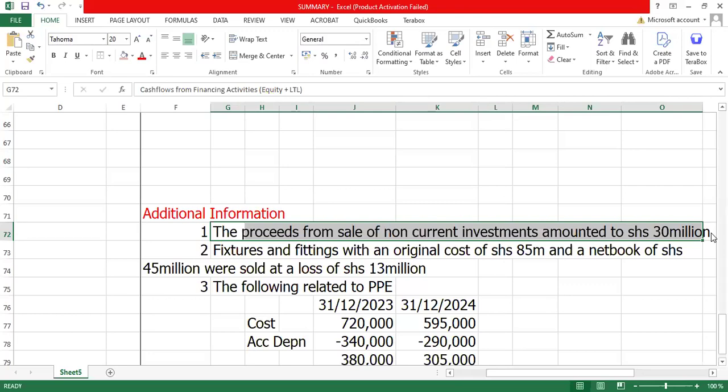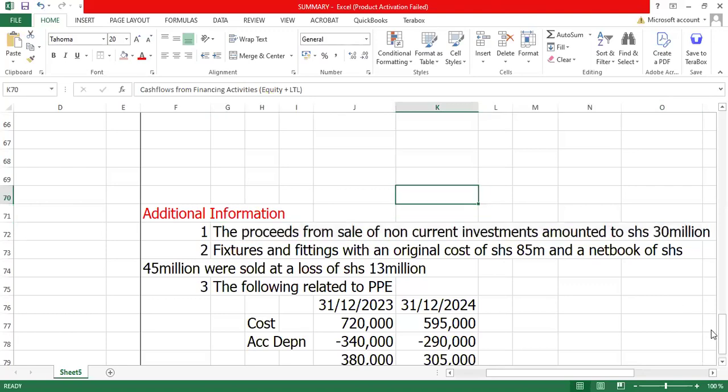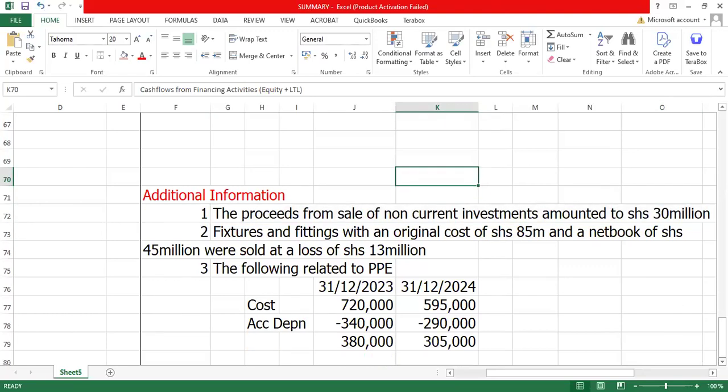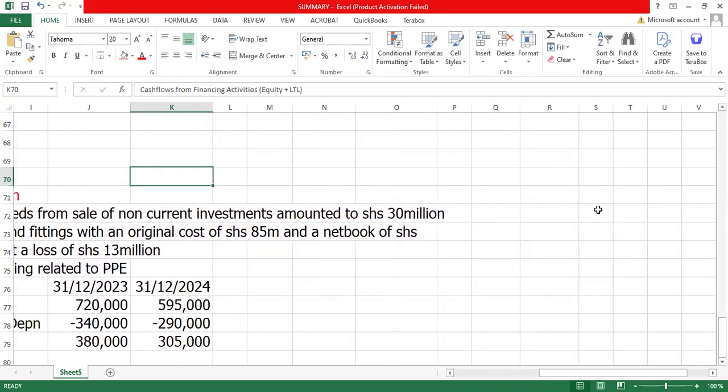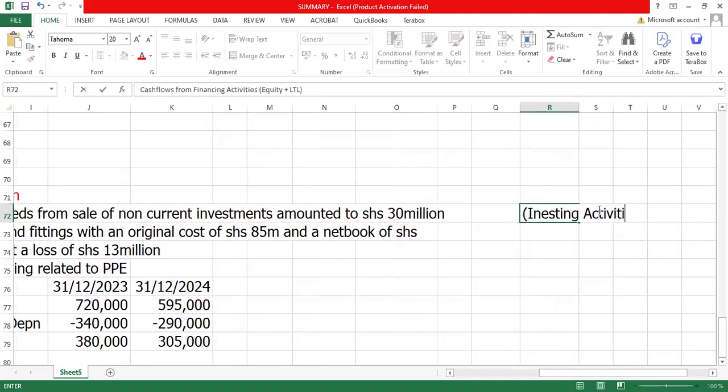The proceeds, we put it under financing activity. Pardon? No, under investing activity. Sorry. This is investing activity as cash inflow. Then, how do you handle note number 2?